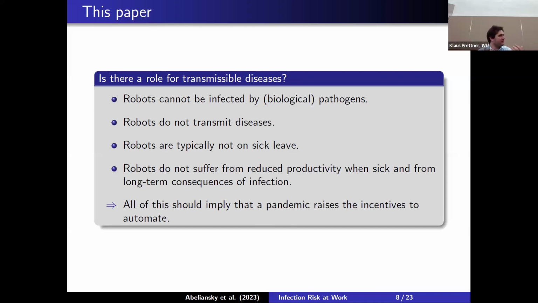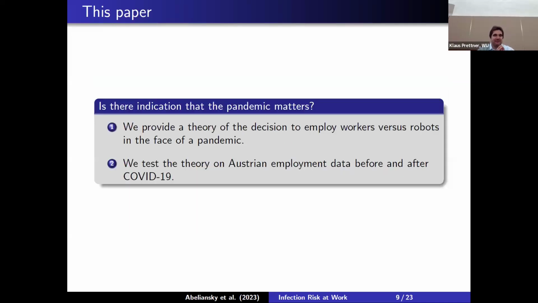And from an intuitive point of view, we would expect that this could have an effect, right? When the COVID-19 pandemic hits, we may see certain changes in terms of automation in an economy. And that's what we want to analyze. So our research question is whether there is an indication that the pandemic combined with infection risk at the workplace matters for employment of different occupations that are susceptible to automation. And for that, we first provide a theoretical framework that models the decision of firms of whether to invest in automation or in a human workforce, and how this choice changes when the pandemic hits.